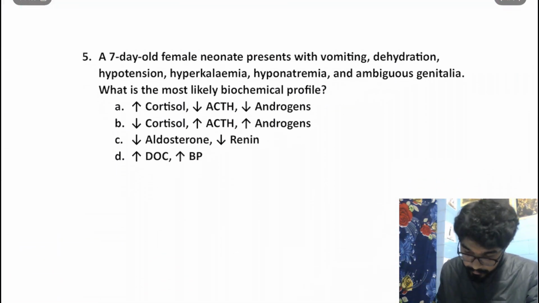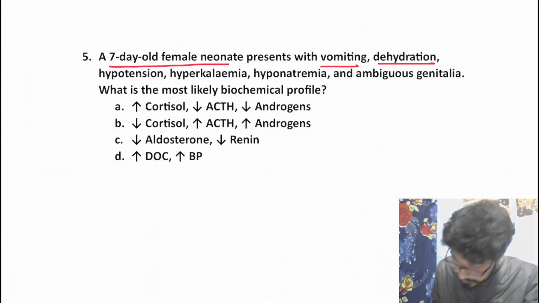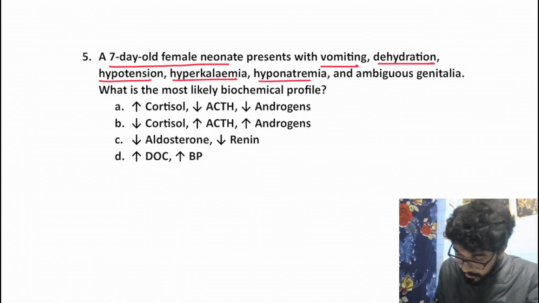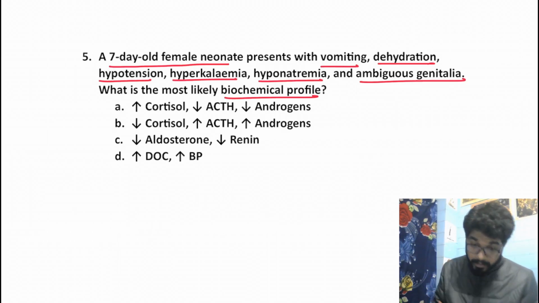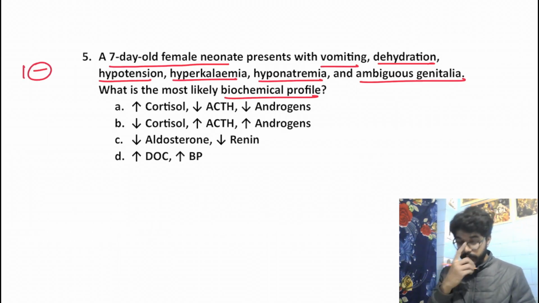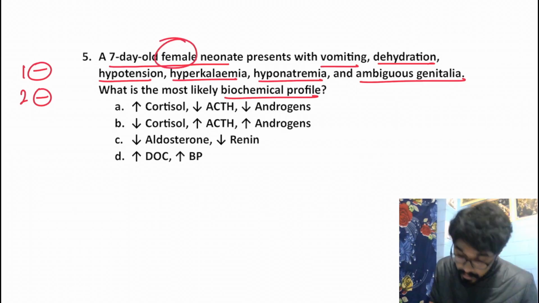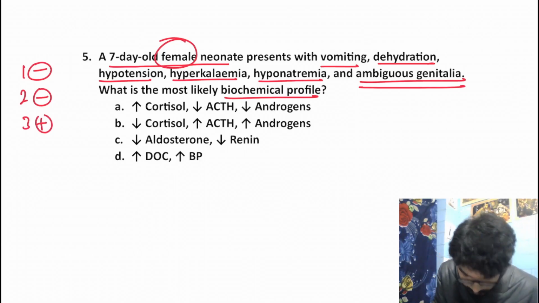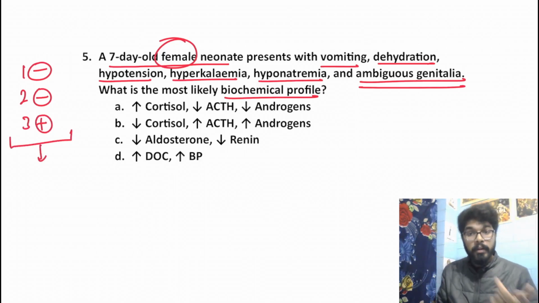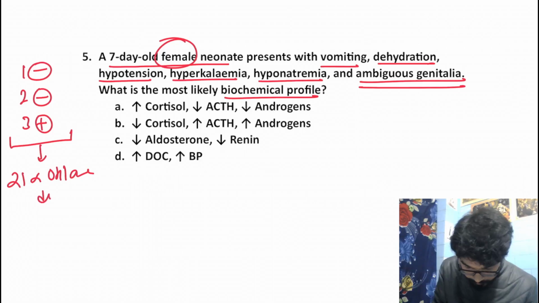Right. Now a 7-day-old female neonate presents with vomiting, dehydration, hypotension, hyperkalemia, hyponatremia and ambiguous genitalia. What is the most likely biochemical profile? Even over here, 1 is absent because of aldosterone deficiency. That's why we are getting hypotension, hyperkalemia, hyponatremia. 2 is always absent in congenital adrenal hyperplasia. And in a female neonate, we are getting ambiguous genitalia. That is excessive androgens there. So 3 is excess. So again, our diagnosis would be 1 and 2 deficient, 3 is excess. So it would be 21 alpha hydroxylase deficiency.